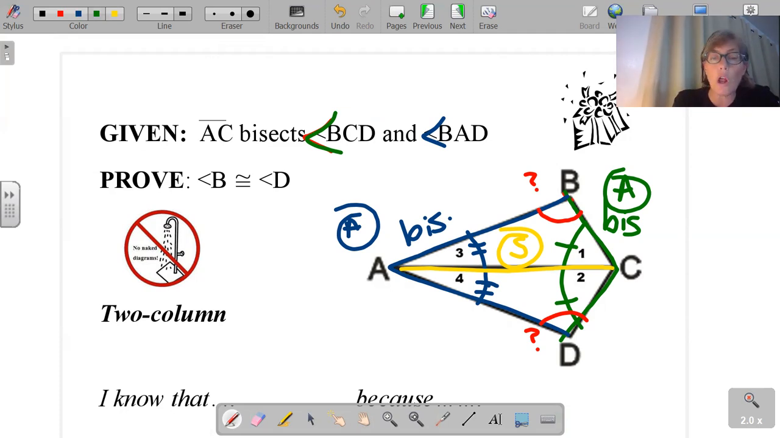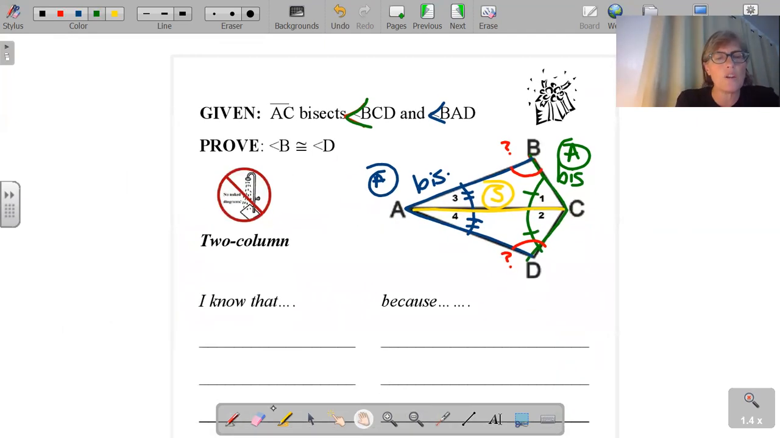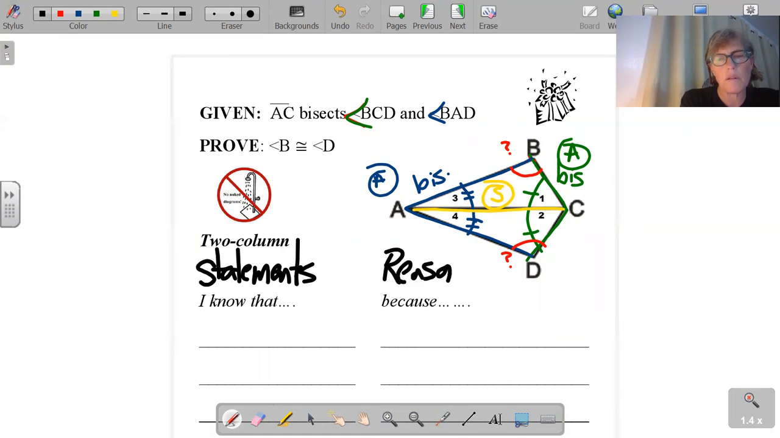Now we're doing a two-column proof. A two-column proof reads like this. I know that, because. So it reads like a sentence. Traditionally, we use these headings, statements, reasons. But I prefer these headings because it's more descriptive. I know this statement because of this reason.